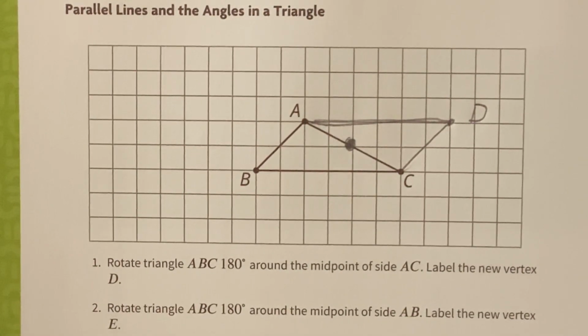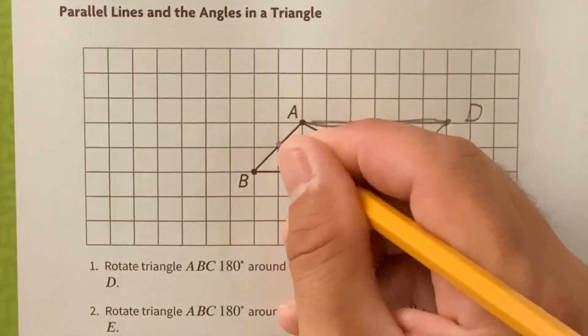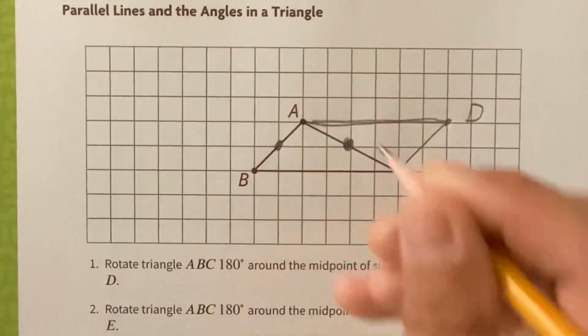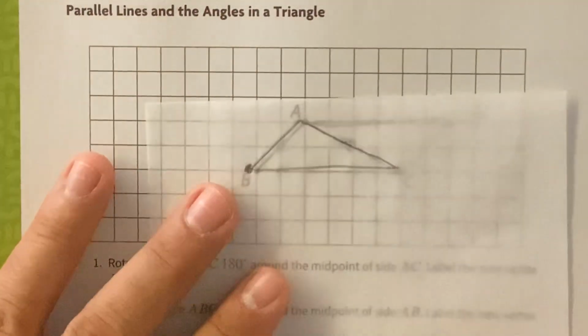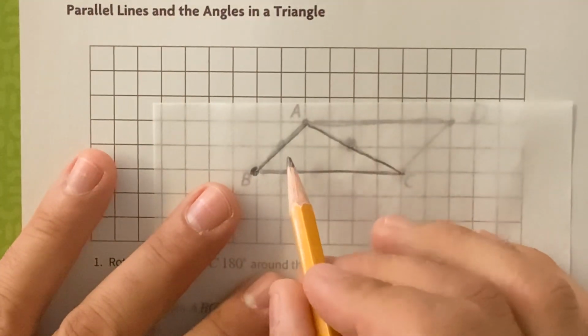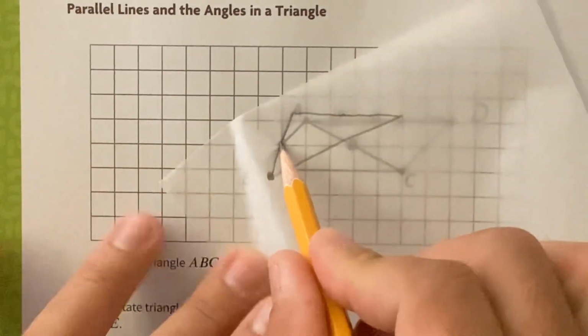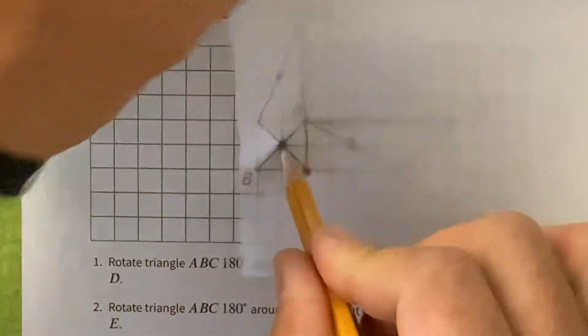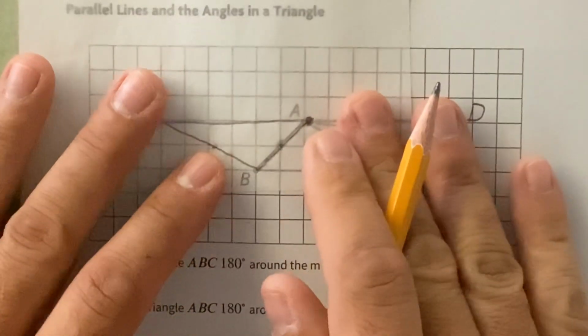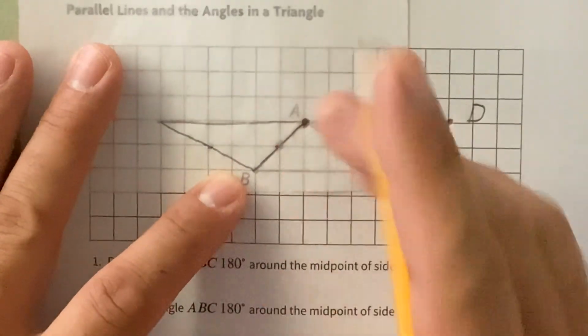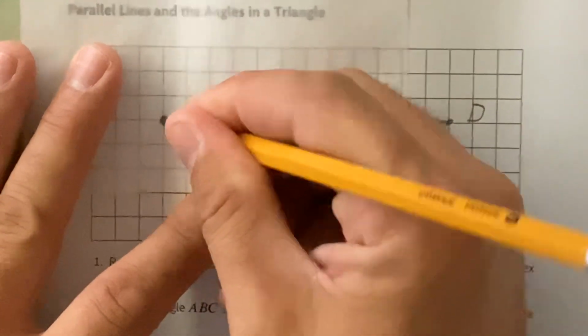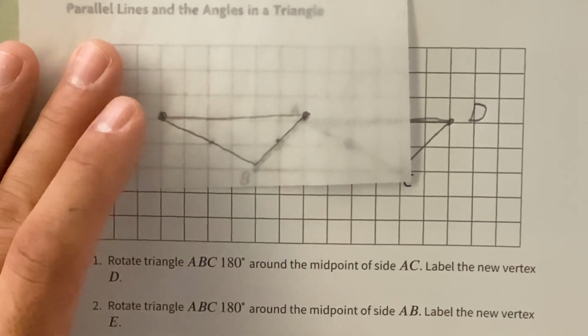All right, rotate triangle ABC 180 degrees around the midpoint of AB. All right, so same thing. Other side. Pivot point. New dot, and it says to label that one E.